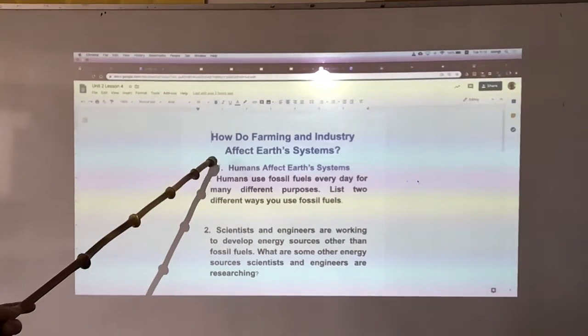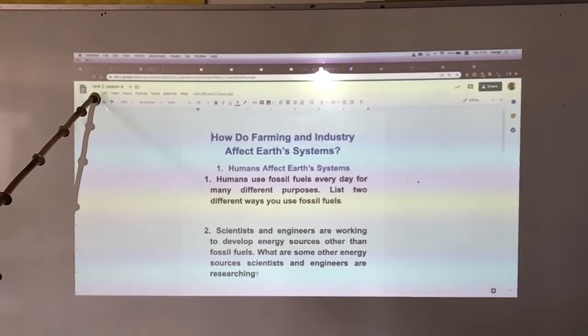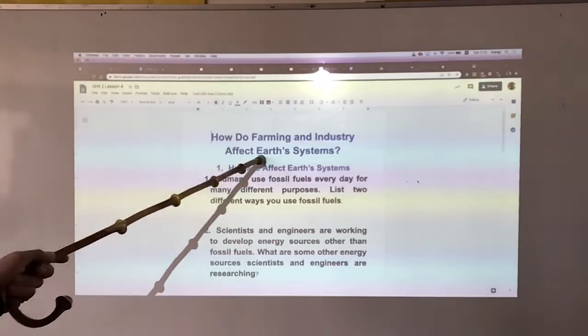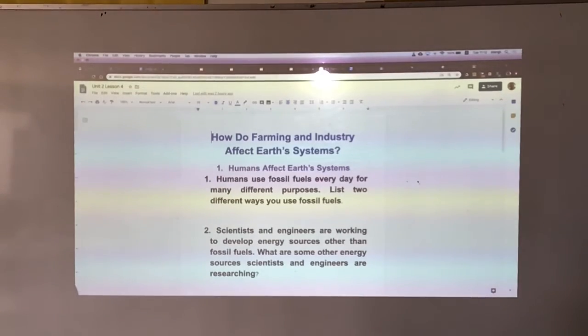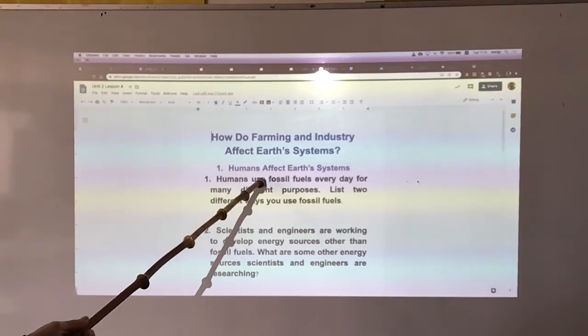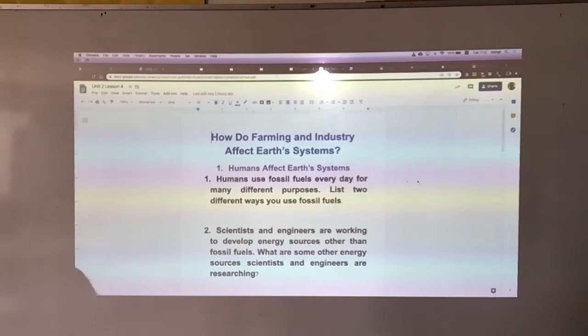Okay, we're now studying Unit 2, Lesson 4, How do farming and industry affect Earth systems? Now, I've just taken the ISN book that you used to have, and instead of you having to do it in the ISN book, which actually is kind of difficult for me to check, to be honest with you, and difficult for many students. Last time, many students didn't hand in anything.